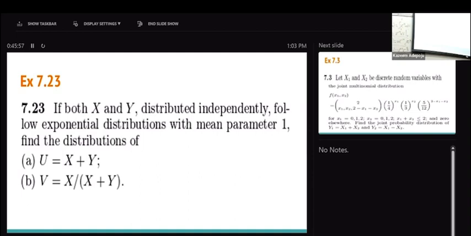Oh, give me 1 second. Why is it not charging? Okay, it's charging now. Okay, does that make sense?